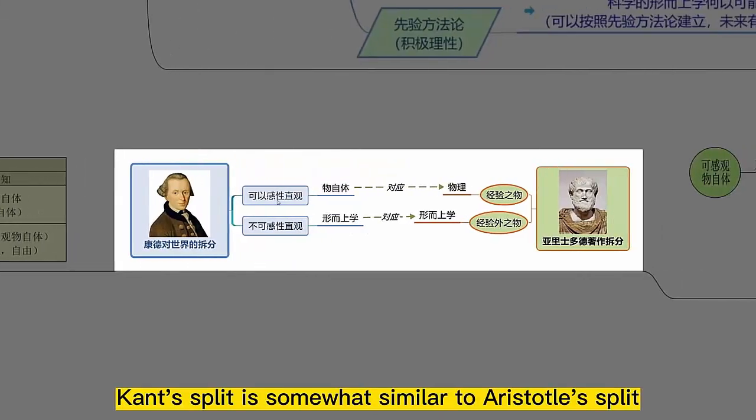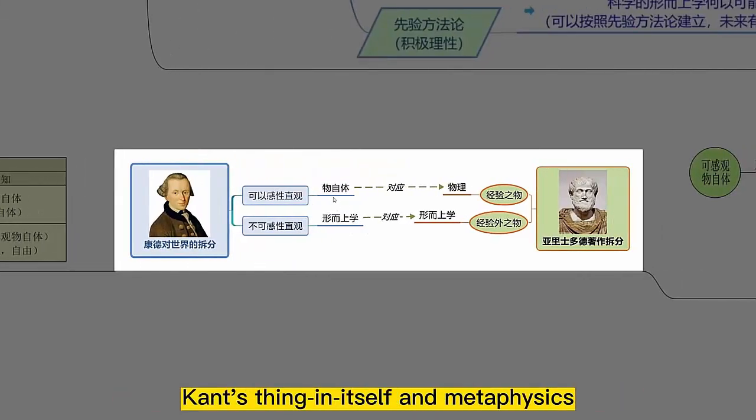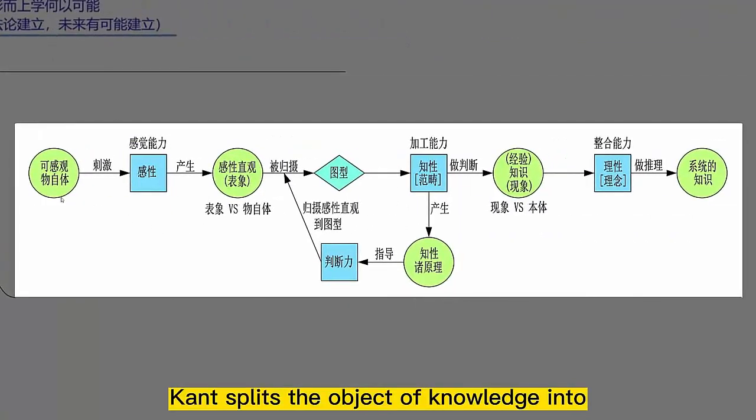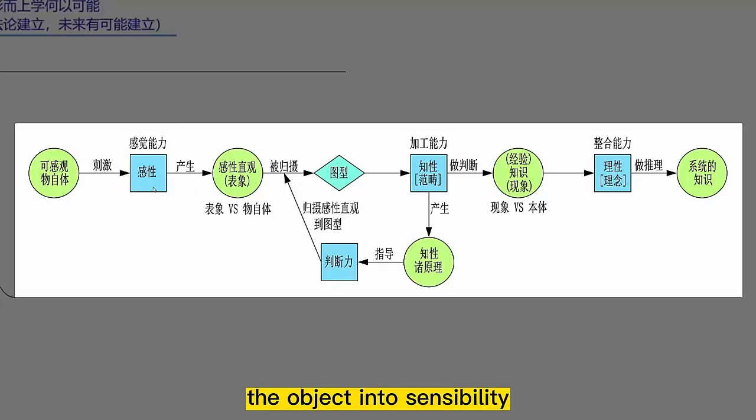Kant's split is somewhat similar to Aristotle's split: Kant's thing in itself and metaphysics basically correspond to Aristotle's physics and metaphysics. Kant splits the object of knowledge into the sensible thing in itself and the insensible thing in itself, and then splits the human ability to know the object into sensibility, understanding, and reason. A flowchart can be drawn in the order of the objects of human cognition.